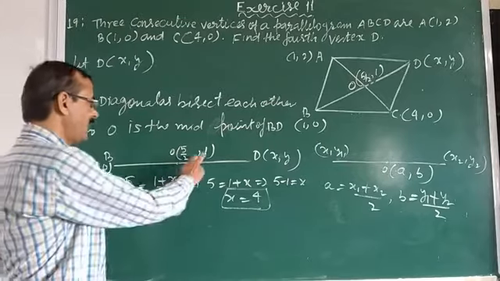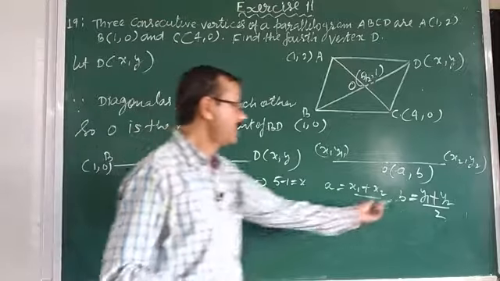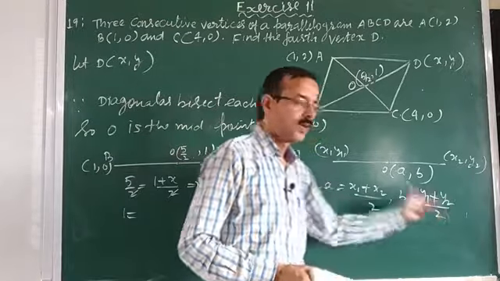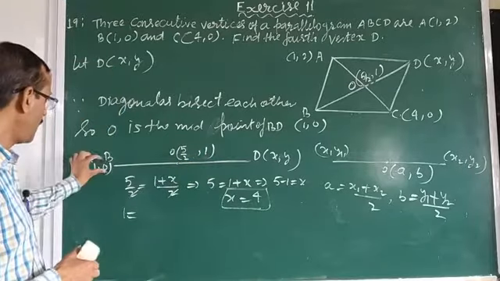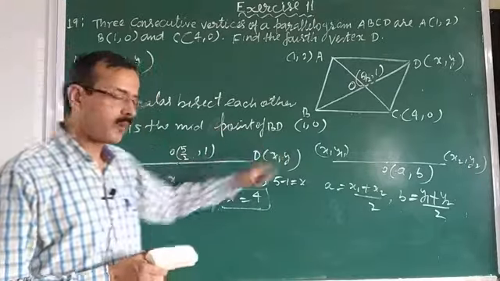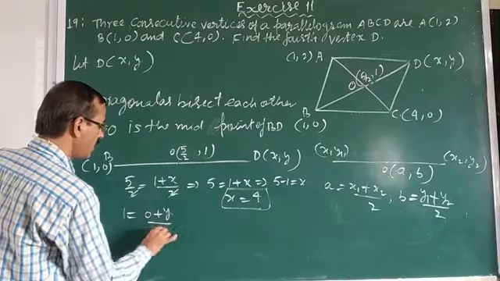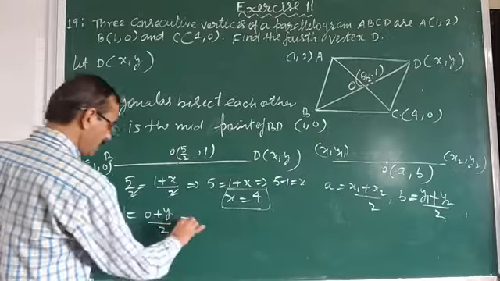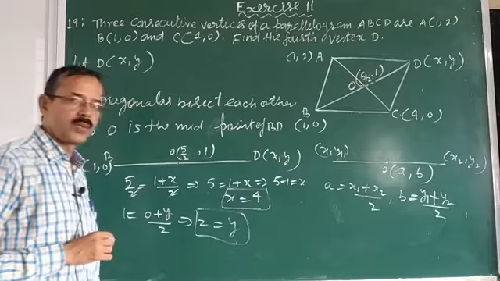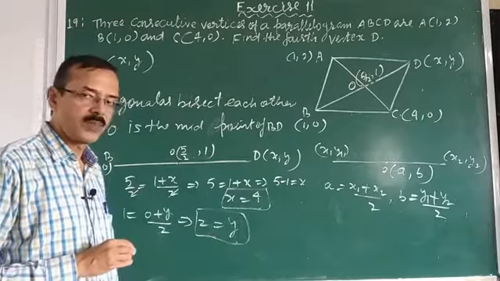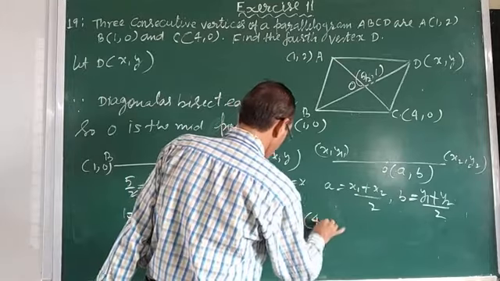So first we found that x value 4. Now for y value, 1 is equal to y1 plus y2 upon 2. Similarly, in place of b, 1 is given. So 1 is equal to 0 plus y upon 2. Transpose the 2. So 2 is equal to y. So we found that x value 4 came, y value 2 came. So the coordinate of D is 4 comma 2.